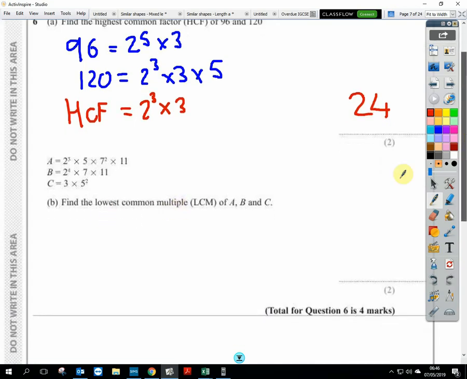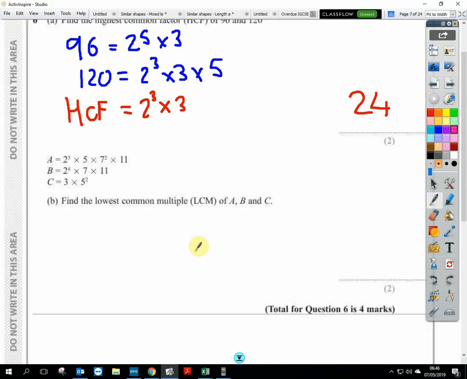For the next one, they're already written as products of prime factors, quite handy. For the LCM, it's quite straightforward. You choose the highest power of each different prime factor, and the great thing is it doesn't need to be common. So out of the 2's, despite the fact that 2 is not included in C, you can still use the highest one there, which is 2 to the power of 4. Out of the 3's, it's just 3. Out of the 5's, it's 5 squared. Out of the 7's, 7 squared. And out of the 11's, 11.